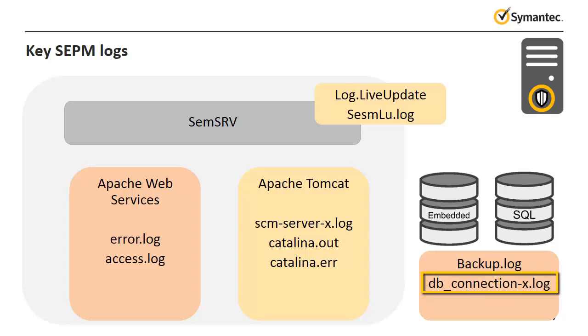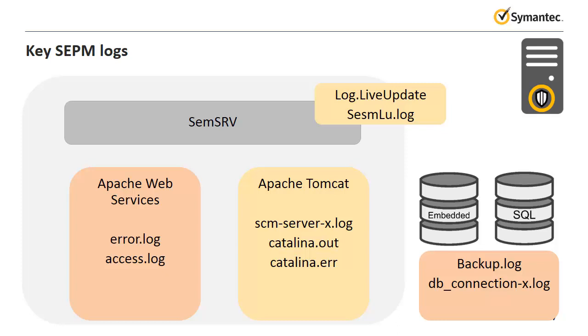Note the db_connection-x.log is actually db_connection-0.log, and the SCM-server-x.log is actually SCM-server-0.log. So when the file size reaches 10 megabytes, a second file will be created, and you'll notice a db_connection-1.log or SCM-server-1.log and so on.